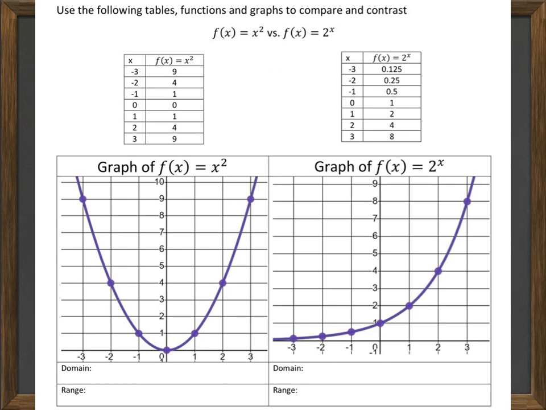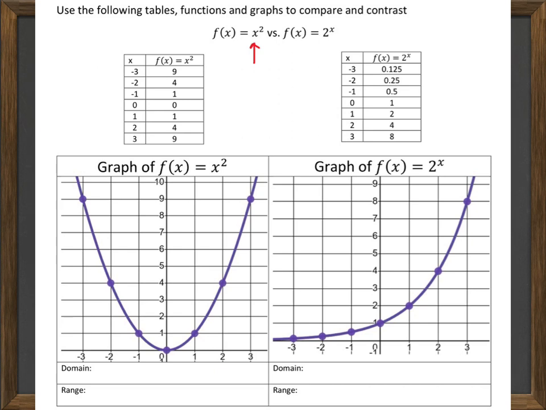So one thing that's really important to remember when we're learning about exponential functions is that we don't confuse them with functions that we've already learned about in the past. For example, f of x equals x squared. So let's compare f of x equals x squared to f of x equals 2 to the x. So what is the difference between these two?